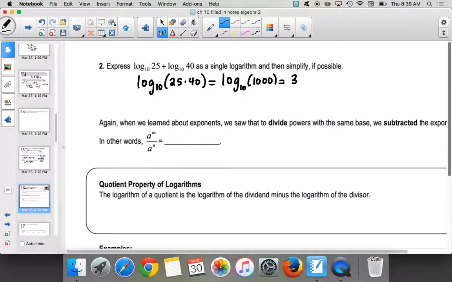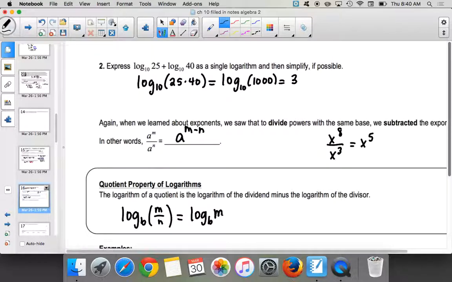All right, so it says again, when we learned about exponents, we saw that in order to divide powers with the same base, so if we had something like x to the 8th divided by x to the 3rd, do you guys remember what that was? It was x to the 5th, right? We subtracted. So if I have a to the m divided by a to the n, it's a to the m minus n. So subtraction is going to be related to division then. So when we have a single logarithm with division, so m over n, we can break it into two different logarithms with subtraction. It's going to look like that.